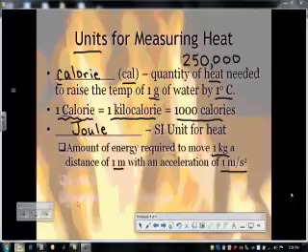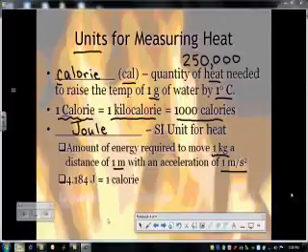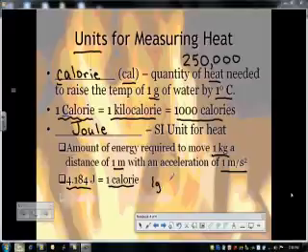All right. So everybody, how much is 1 joule? Here's our important conversion. It takes 4.184 joules to equal 1 calorie. So to raise the temperature of 1 gram of water by 1 degree Celsius, it's going to take 4.184 joules. That's how much energy.